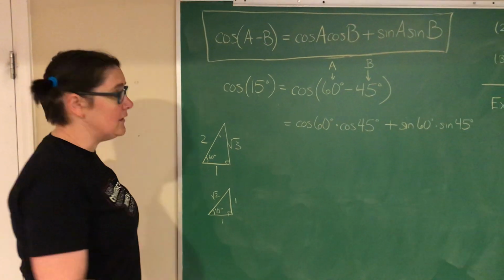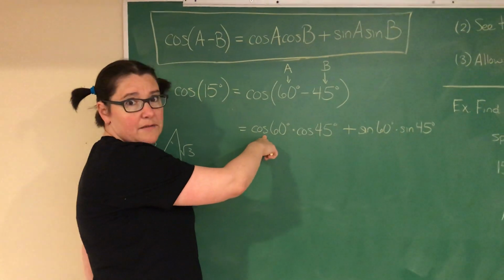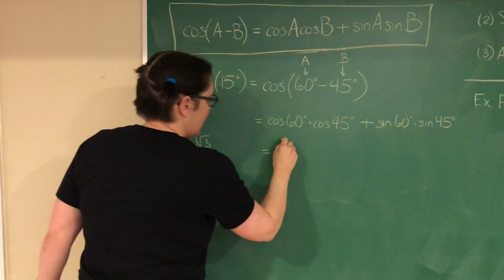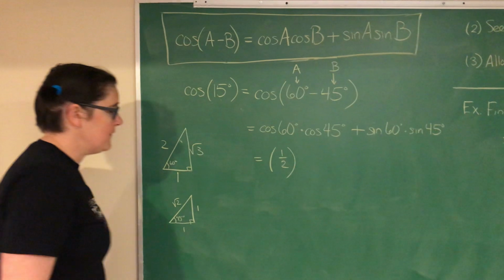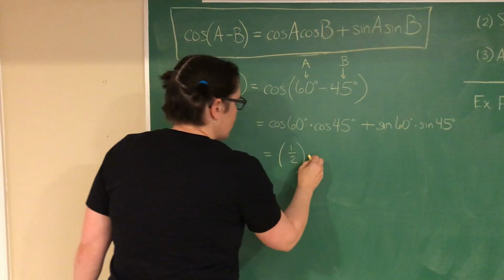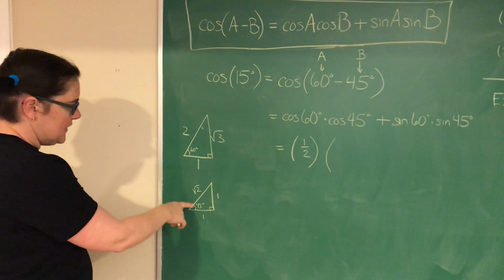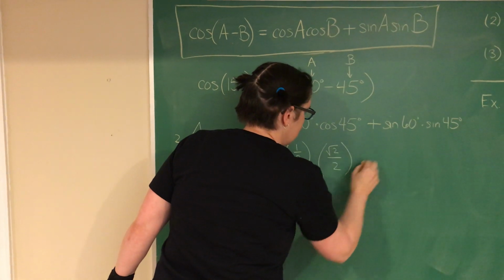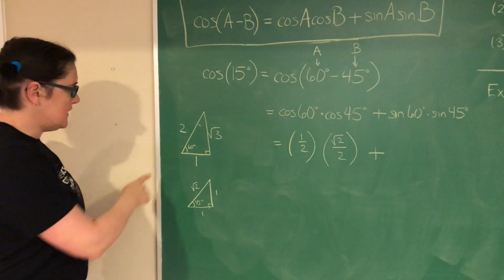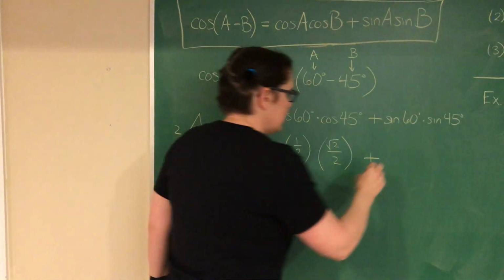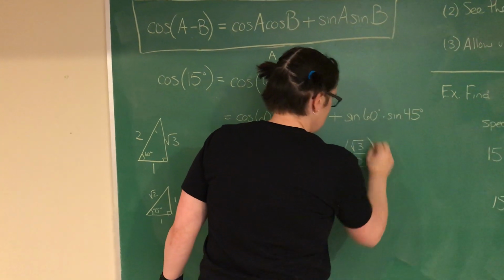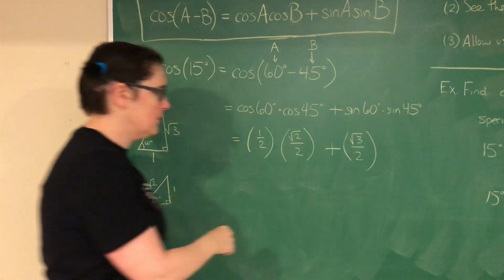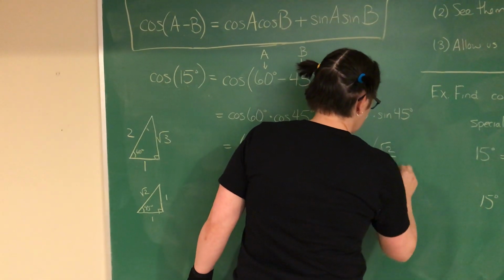But what you want to be able to do is look at this and say cosine of 60, I can figure that out. So cosine is adjacent over hypotenuse, so we have cosine of 60 is 1/2. Cosine of 45, well, that is adjacent over hypotenuse, 1 over root 2. When we rationalize that, we have root 2 over 2. Sine of 60 is opposite over hypotenuse, so that's root 3 over 2. And sine of 45, opposite over hypotenuse, so 1 over root 2, rationalized is root 2 over 2.